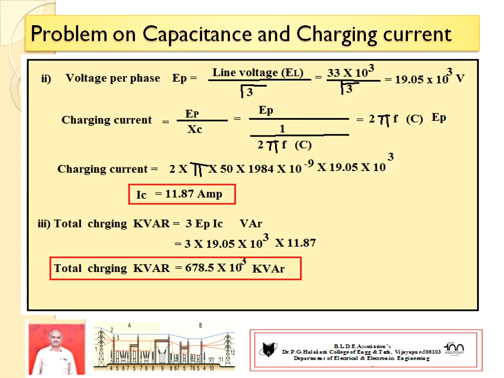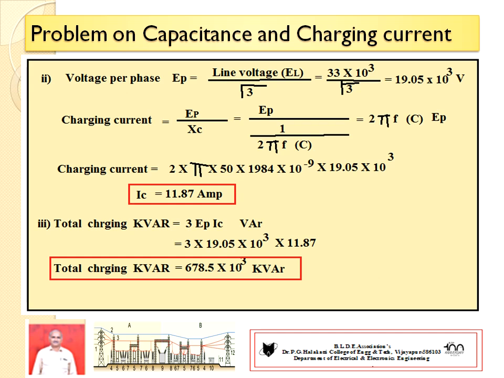Next you go for voltage per phase. So given voltage is always line voltage, 33 kV is given. So you calculate phase voltage. Then charging current equal to phase voltage divided by capacitive reactance. It becomes 2 pi f C into EP. EP is phase voltage. You substitute all the values. Once again, C should be in farads, EP should be in volts. Hence, charging current we are going to get as 11.87 amperes.